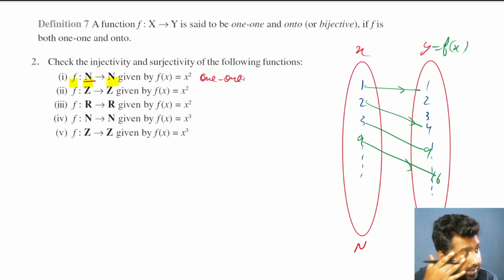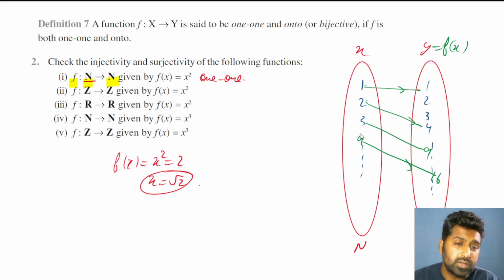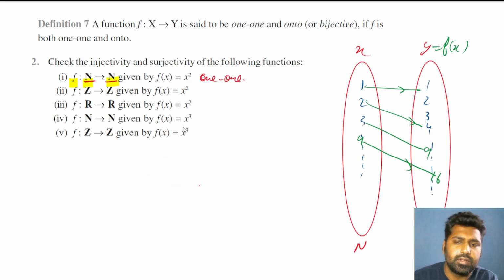And now try to think, what about this? Does every y have some x in it? 2. There is no element for 2. There is no x for 2. You'll say, no, it is possible that if f(x) is x square is 2, so you'll say x is root 2, but the problem is root 2 is not in the natural numbers. Okay, so that's why defining which sets they are defined in is very important. Okay, so yes, definitely this is 1 1, but not onto.